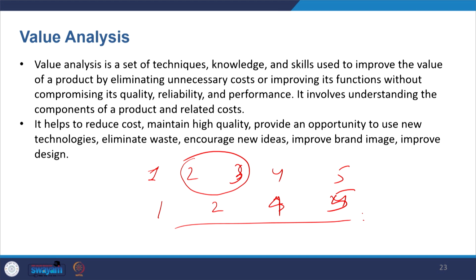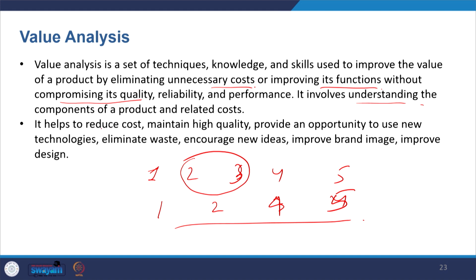So, now 4 steps. By reducing this one step, and maybe they feel that some of the components are unnecessary, they are not even required, we can get away with some lighter instruments or some other instruments. So, what they do is they improve the value of a product by eliminating unnecessary cost or improving its function, right, without compromising the quality, reliability and performance. It involves understanding the components of the product and the related cost structure. For example, a car company, or any company, can use value analysis to reduce the cost of the car and make it more affordable for the customers.